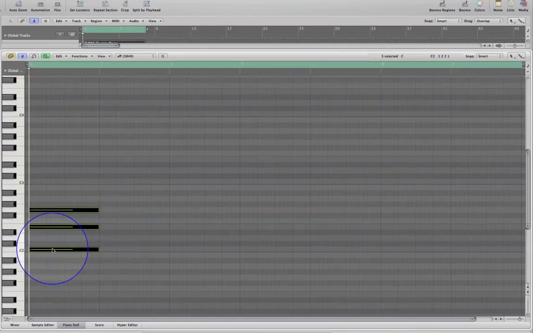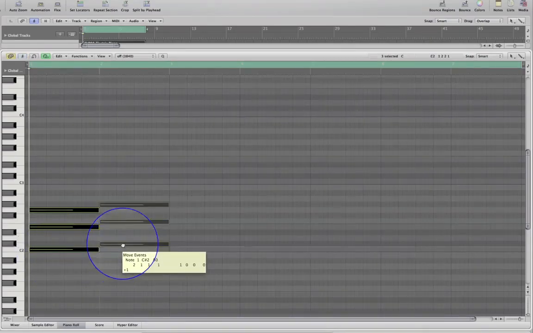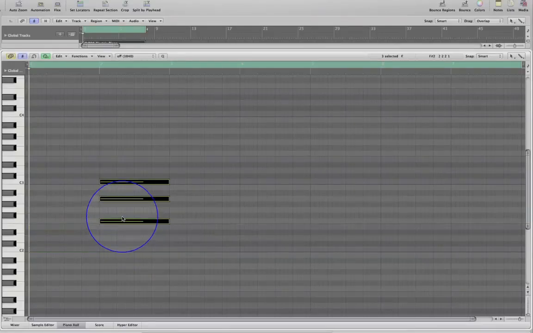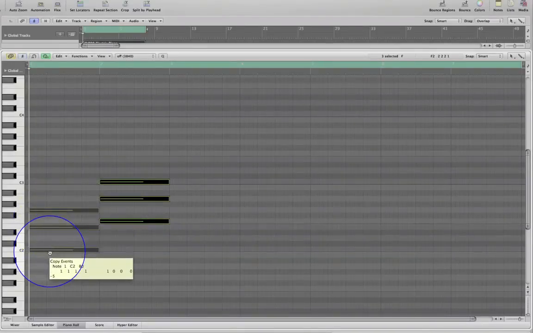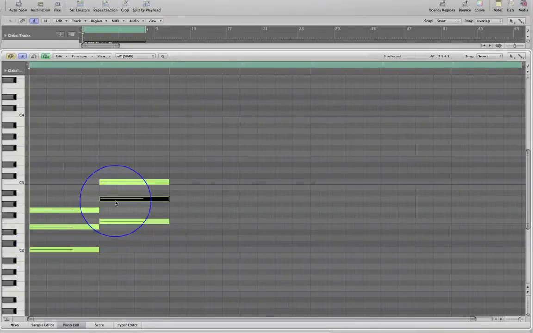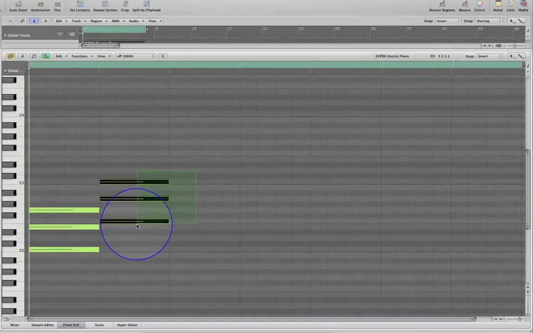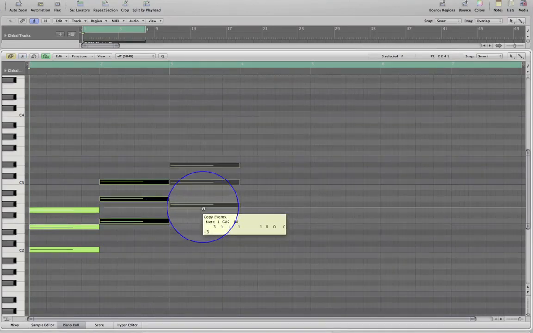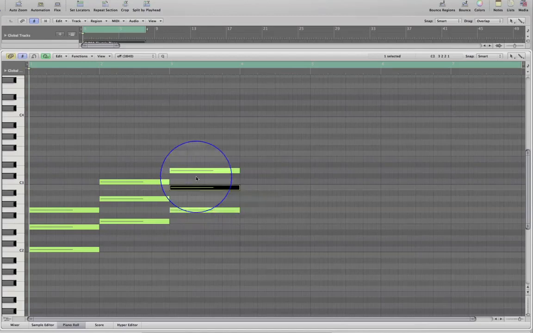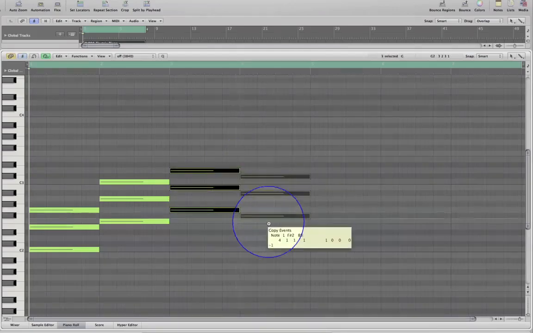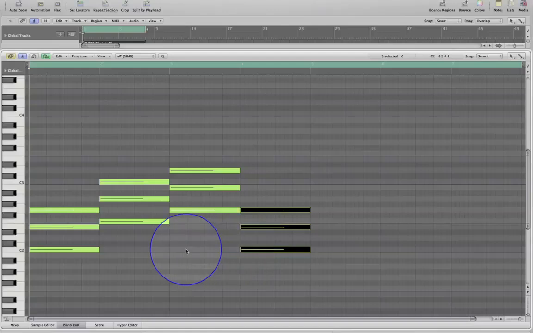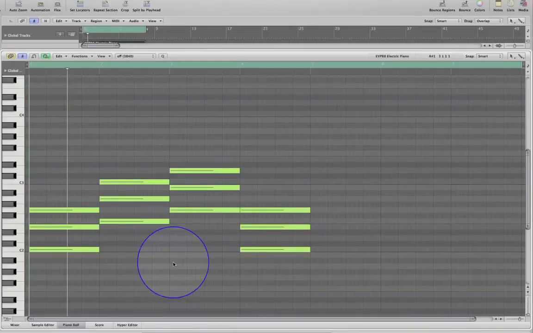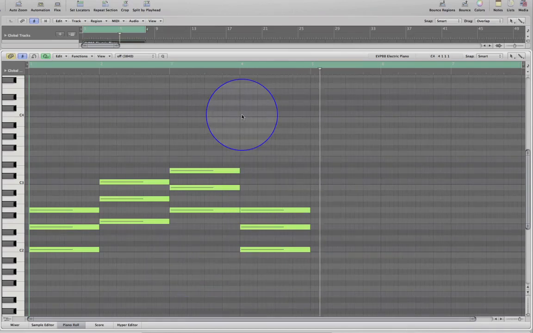In fact, what we'll do is write a bit of a progression here and I'll show you. C, and then we'll go to F. C to F. And we'll go to G. Right, now if I play that back. Well, it's alright, it sounds a bit boring though.